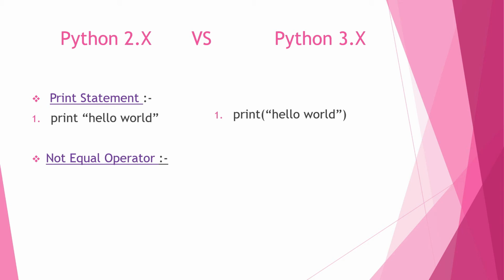So the second difference is the not equal operator. In Python 2 we use greater than and smaller than for the not equal operator, whereas in Python 3 exclamation equals is used to perform not equal operations.